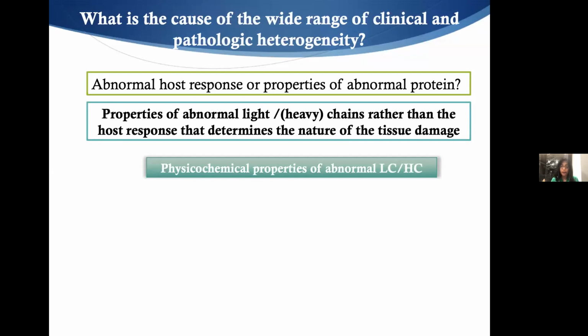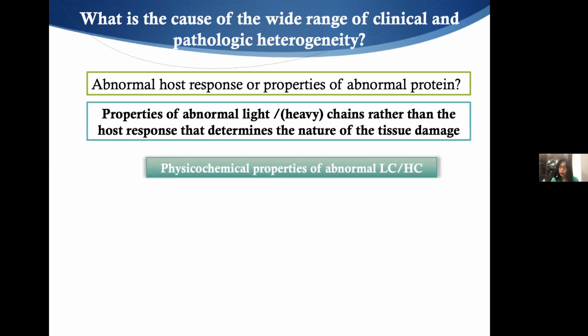These light or heavy chains have different physicochemical properties. They could be abnormal in so many forms. They could be large in size. They could be numerous, so they get deposited. But more importantly, they can also be mutated and altered, which makes them quite difficult to detect, both at the serum level as well as the tissue level.